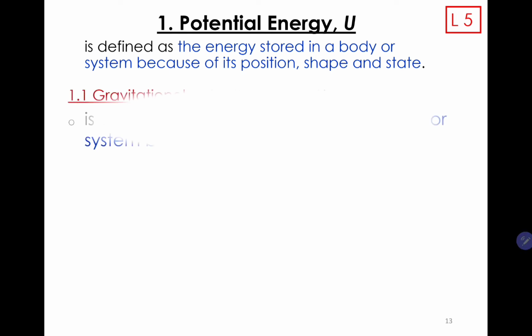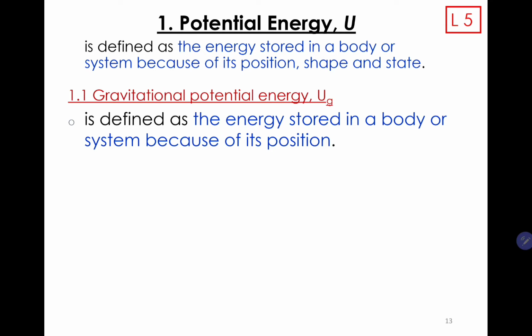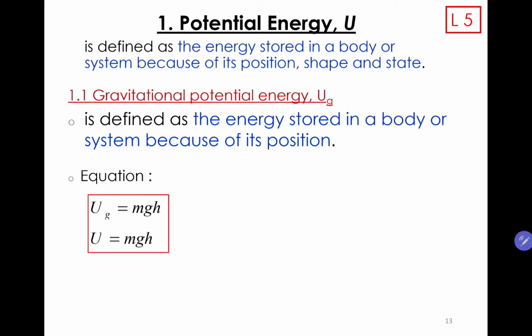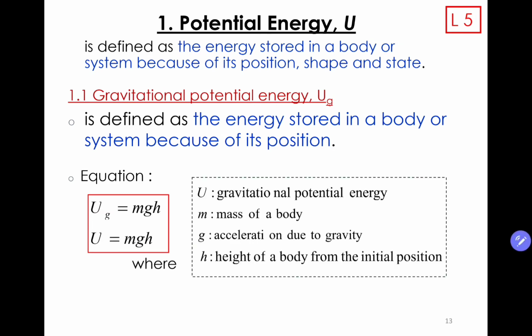Okay, let's start with the first type, which is the gravitational potential energy. The symbol is UG. So what is UG? UG is defined as the energy stored in a body or system because of its position, where the equation is UG equals mgh, or we may simplify it to U equals mgh. So the potential energy depends on m, g, and h. M is the mass of a body, g is the acceleration due to gravity, and h is the height of a body from the initial position.